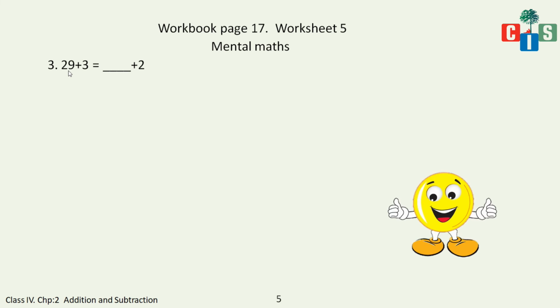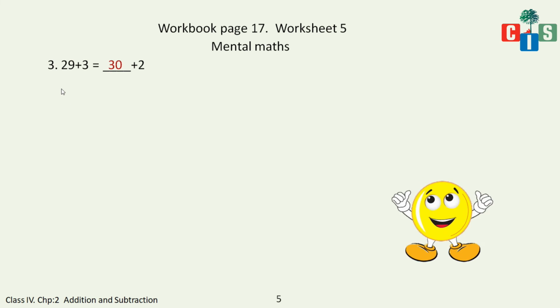Starting with the question, 29 plus 3 is equal to dash plus 2. Now see students, 3 is reduced by 1 to 2 here. And hence I will add 1 to 29. Fine, so it will change to 30. So 29 plus 3 will give 32 and 30 plus 2 will give me 32.